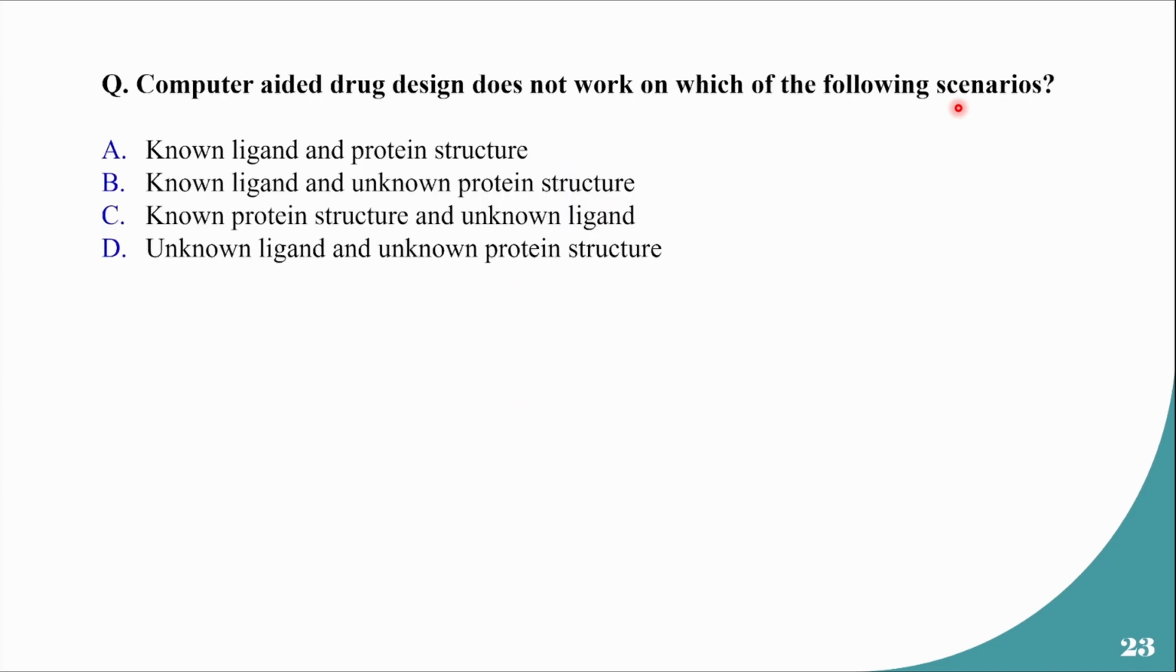So okay, here we have one question. It is asking in which of the following scenarios a computer-aided drug design program will not work? It is talking about the availability of different components that are useful in the drug design protocols. Firstly, we have known ligand and protein structure, then known ligand and unknown protein structure, known protein and unknown ligand structure, or both of them are unknown. In which of these cases will the drug design protocol not work? Yeah, so I see one answer, D, in the chat.